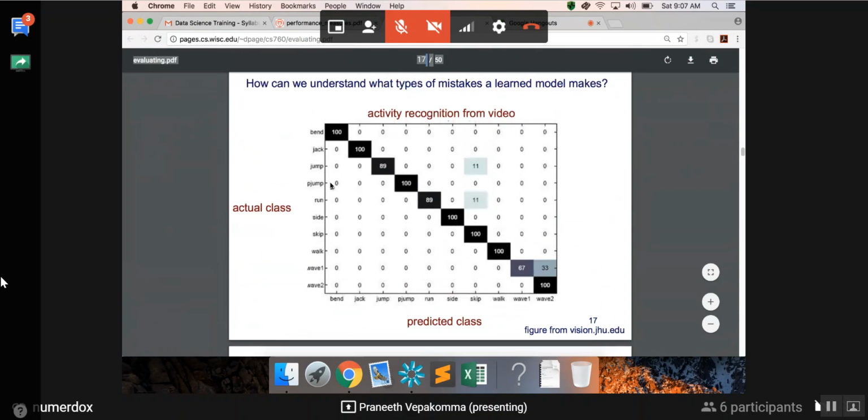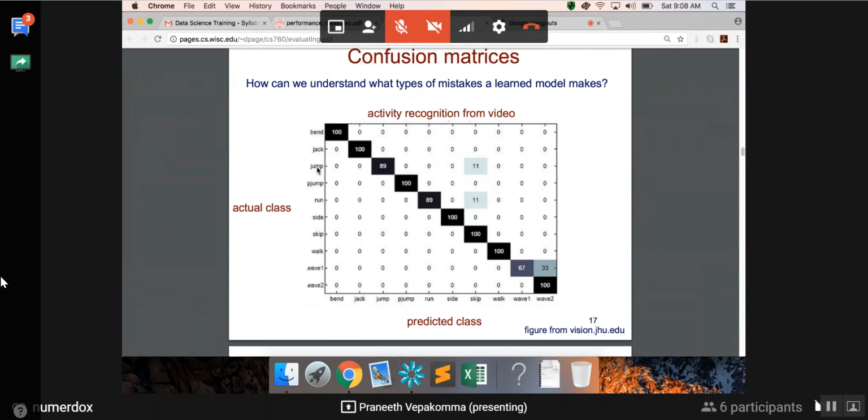Jumping as well. 89 times they predicted it as jumping out of 100, but 11 times, the model thought jumping was instead skipping because they're kind of similar. It's not like running and jumping are very different, but jumping and skipping are kind of similar. It's like hopping, right? You're going up in the air, so that's what your smartwatch is saying. Elevation is increasing, and so forth.